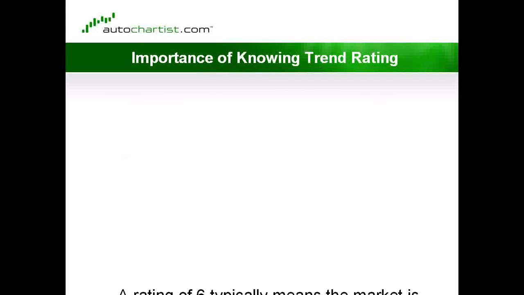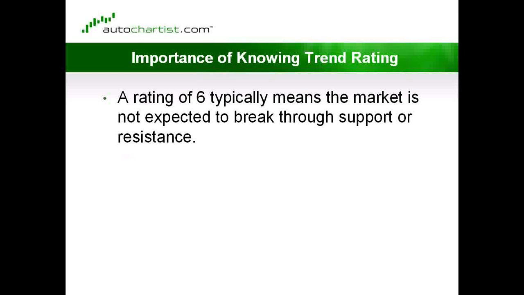Next slide we want to look at tells us that a rating of 6 typically means the market is not expected to break through support or resistance. So again, you have a trending pattern and you come up with a 6 on the initial trend. This market looks like it's ready to break out, but in reality a 6 bar may mean a failure to break out, or it may go through and retrace back down, or it may straddle the support or resistance line.